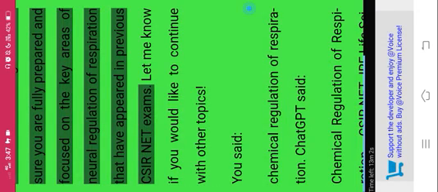This lecture is designed to ensure you are fully prepared and focused on the key areas of neural regulation of respiration that have appeared in previous CSIR NET exams.